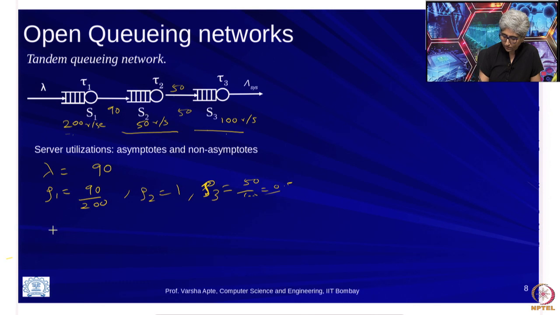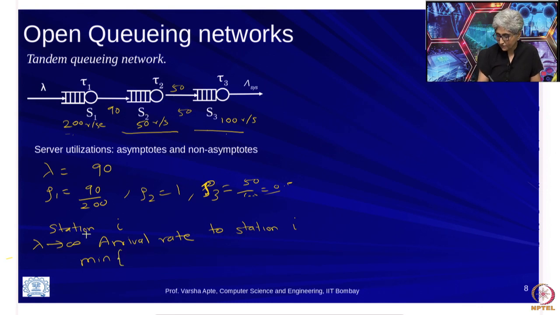So if you are talking about a station I, and about lambda tending to infinity, for example the high load asymptote of server utilization, the arrival rate to station I will end up being the minimum of all of the maximum rates of the previous stations. So it will be the minimum of mu 1, mu 2, mu 3 to mu I minus 1. As lambda tends to infinity, the minimum of the capacities of the previous stations will end up being the arrival rate to the station I.